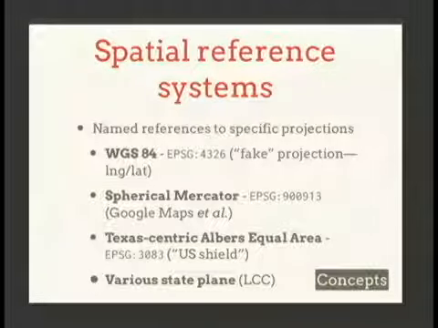Spherical Mercator. If people are familiar with Google Maps, this is the projection that Google Maps is in. It's often called Google Mercator, and a lot of other web maps have adopted it, Bing and Yahoo and OpenStreetMap and others. This is obviously not an exhaustive list, I'm just referring to a few common ones that you might see.